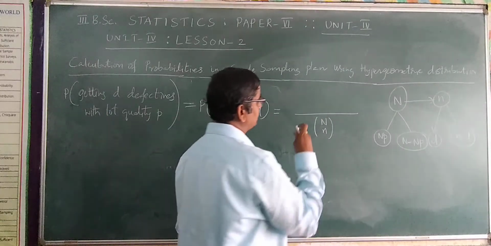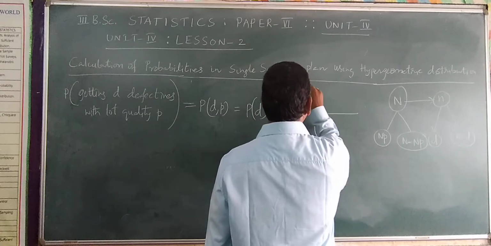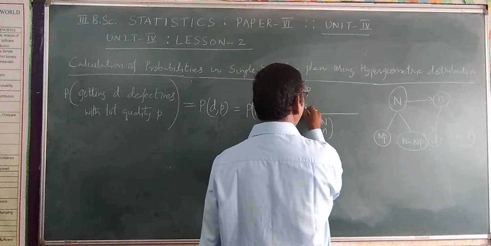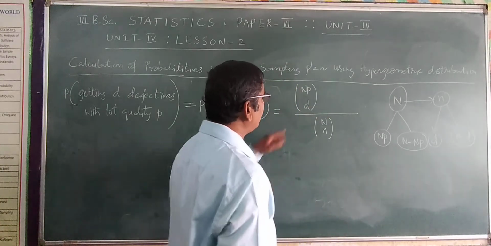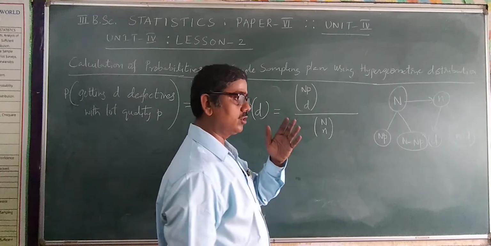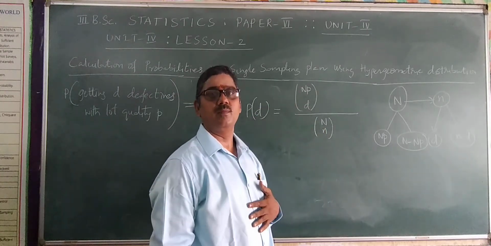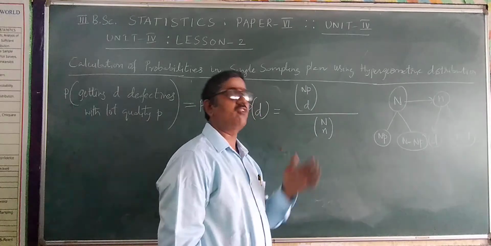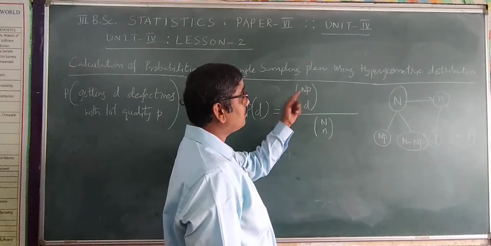Now if we consider the defective items, they may be drawn from the total Np defective items. What are the defective items? d. So whatever the defective items d, they should be obtained from the Np defectives. Of course, the sample is drawn from small n only. It is inspected from the n items only. But defective items are drawn from Np.